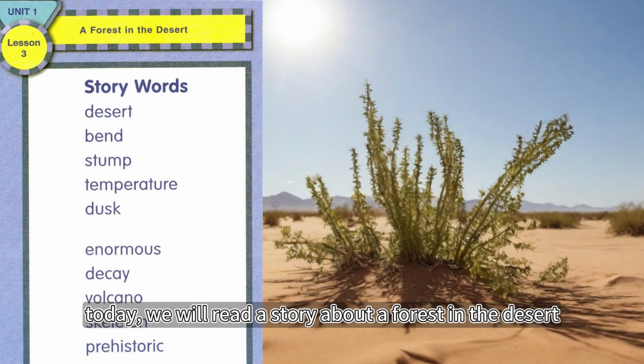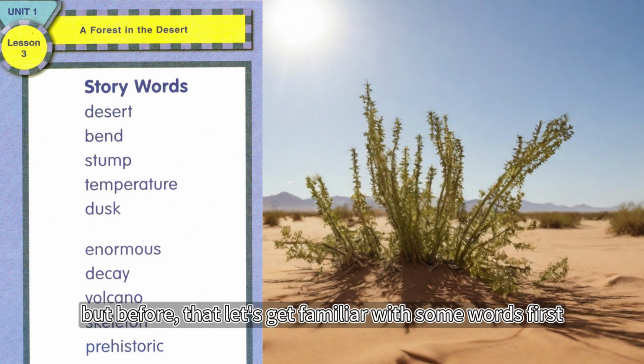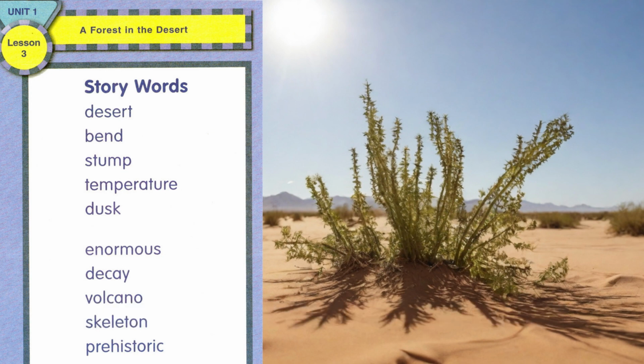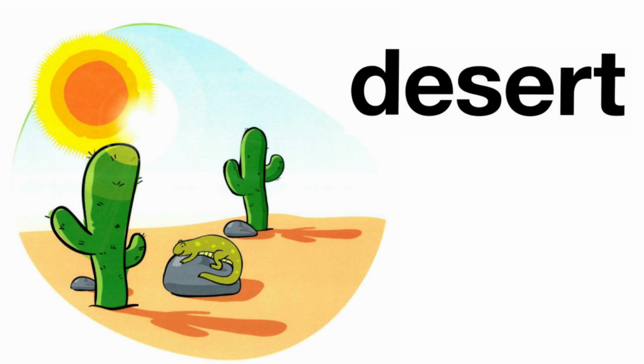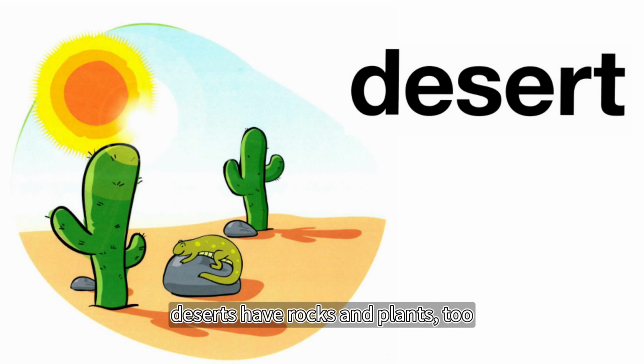Today we will read a story about a forest in the desert. But before that, let's get familiar with some words first. Desert. A desert is an area that is very dry. It doesn't rain very often in the desert, and it is hot during the day. Some deserts are sandy. Deserts have rocks and plants too. Many kinds of animals live there.